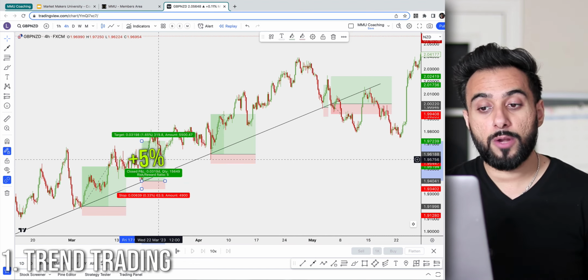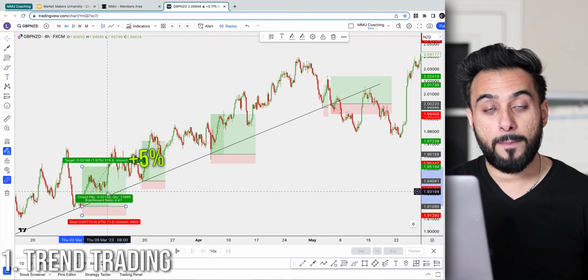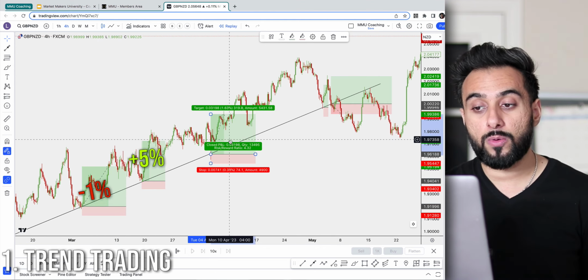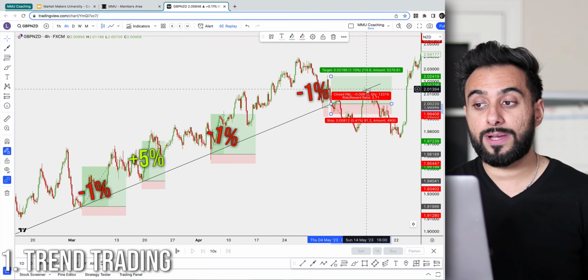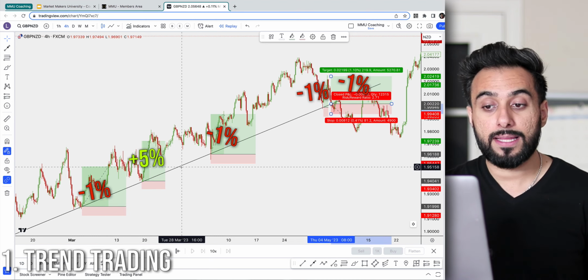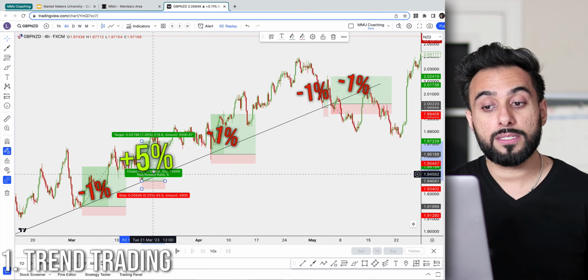So let's say this is the only trade we got right. Let's say we got this trade wrong, minus 1%. Let's say we got this trade wrong, minus 1%. Let's say that we got this trade wrong, minus 1%. Let's say we got this trade wrong, minus 1%. And let's say this is the only trade that we got right, plus 5%.